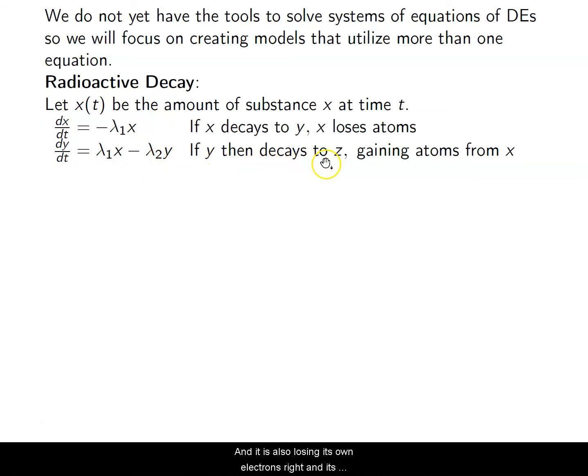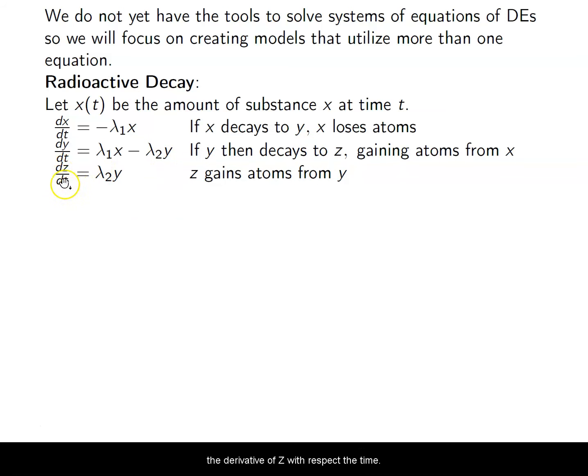And it's decaying into a new substance, z, right? So the instantaneous rate of change of z, the derivative of z with respect to time, is equal to some constant of y, and it is gaining electrons from y. So x decays into y, right? And as it does so, it loses atoms. Y decays into z, and as it decays, it is gaining electrons from x, but losing its own electrons, okay? Most likely at different rates, right? And then z is just gaining electrons from the decay of y.